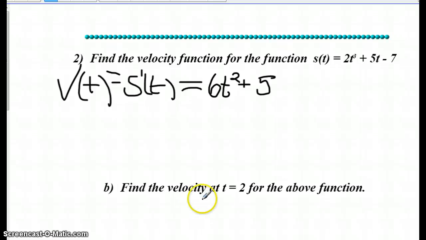Now the second part of this question was to find the velocity at time equals 2 for the above function. So we're just going to plug in 2 for our t in our velocity function, and we get 29 units squared per second.